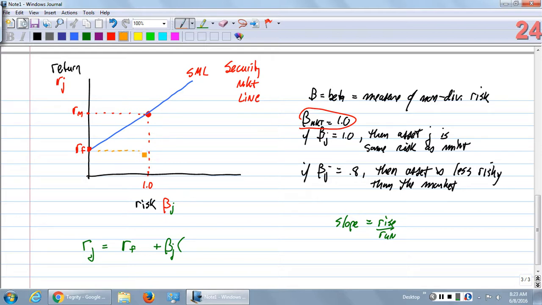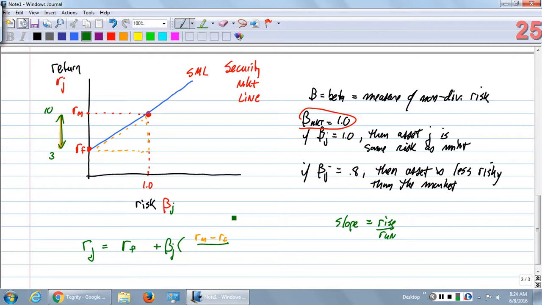Let's evaluate the slope of this line. First we need the rise, from here to here. That's simply RM minus RF. Sometimes it helps to put some numbers in, so I'm going to say, what if the risk-free rate is 3% and the return on the market is 10? Then the distance from risk-free to RM is 7. So we take RM, which is 10, minus RF, which is 3, to get 7. That tells us what the rise is.